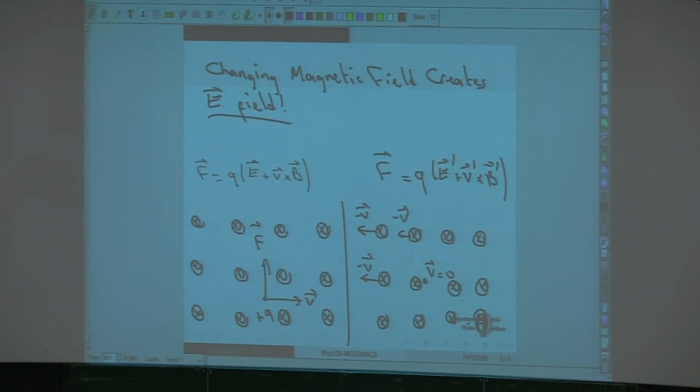That's not an inertial reference frame. I would rather stick with inertial reference frames.